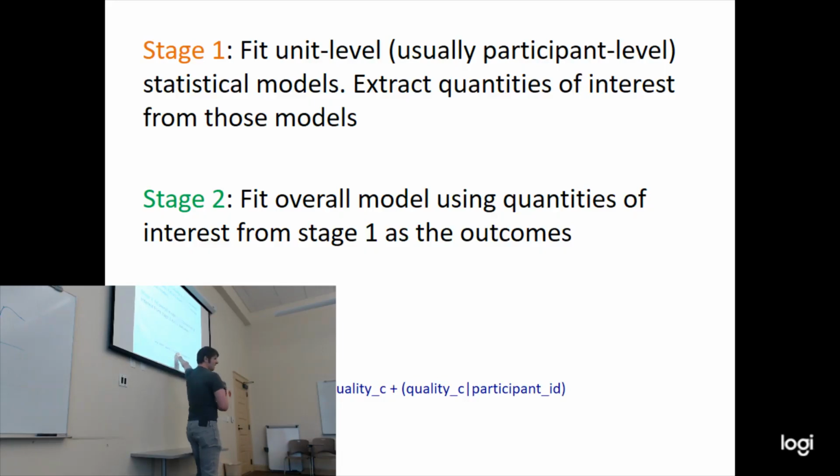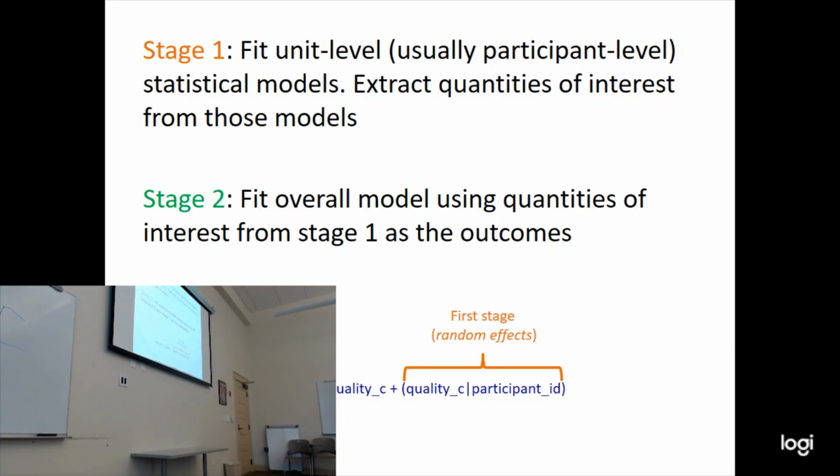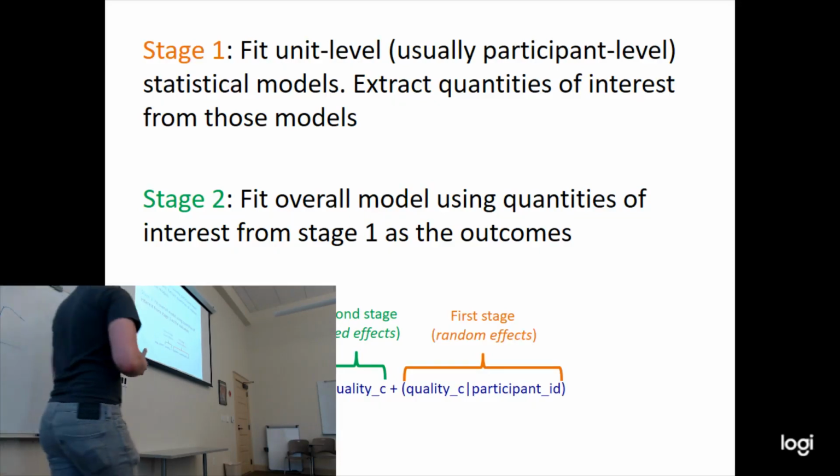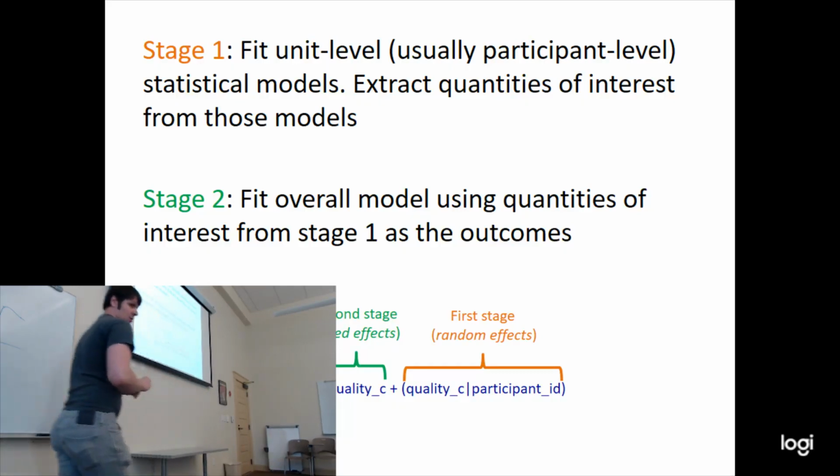So at the reviewer level, those little reviewer-specific models, we've got an intercept, which I haven't shown, but is added by default, and a slope for quality. These are called the random effects. And in the second stage, we've got an intercept and a slope for quality. Those are called the fixed effects.